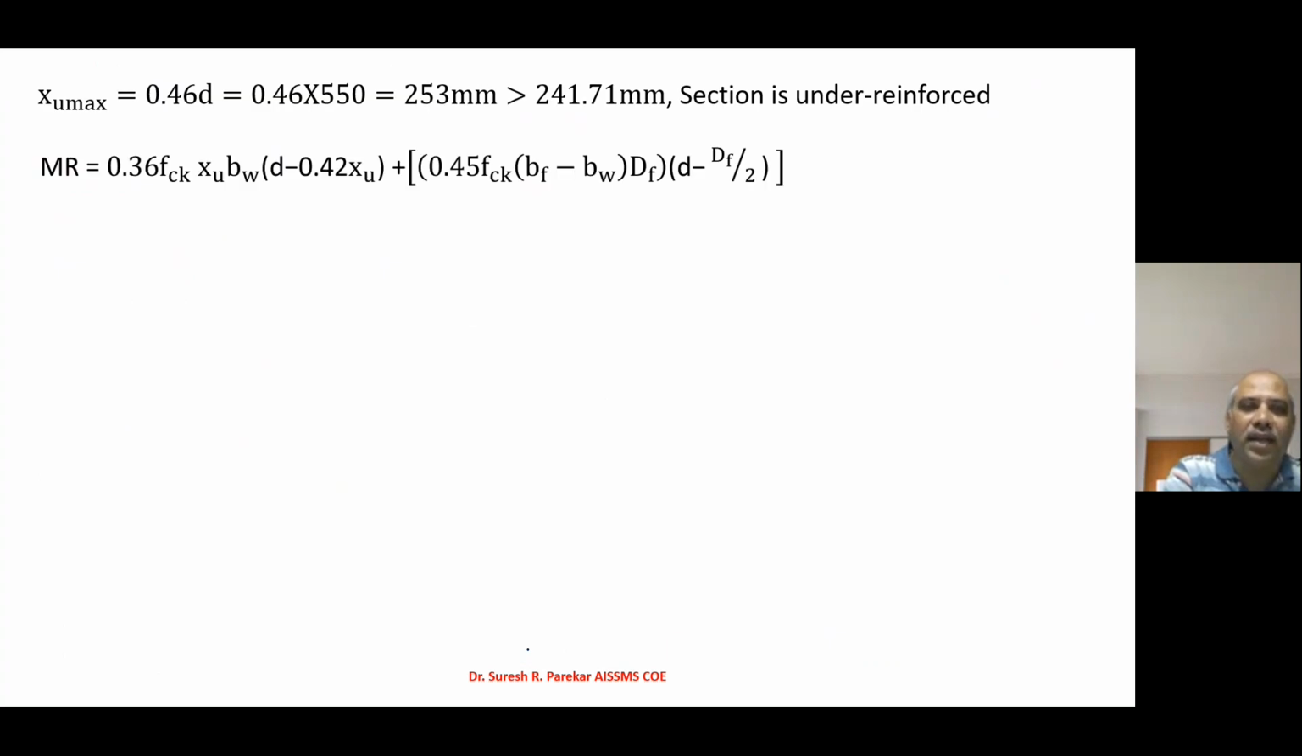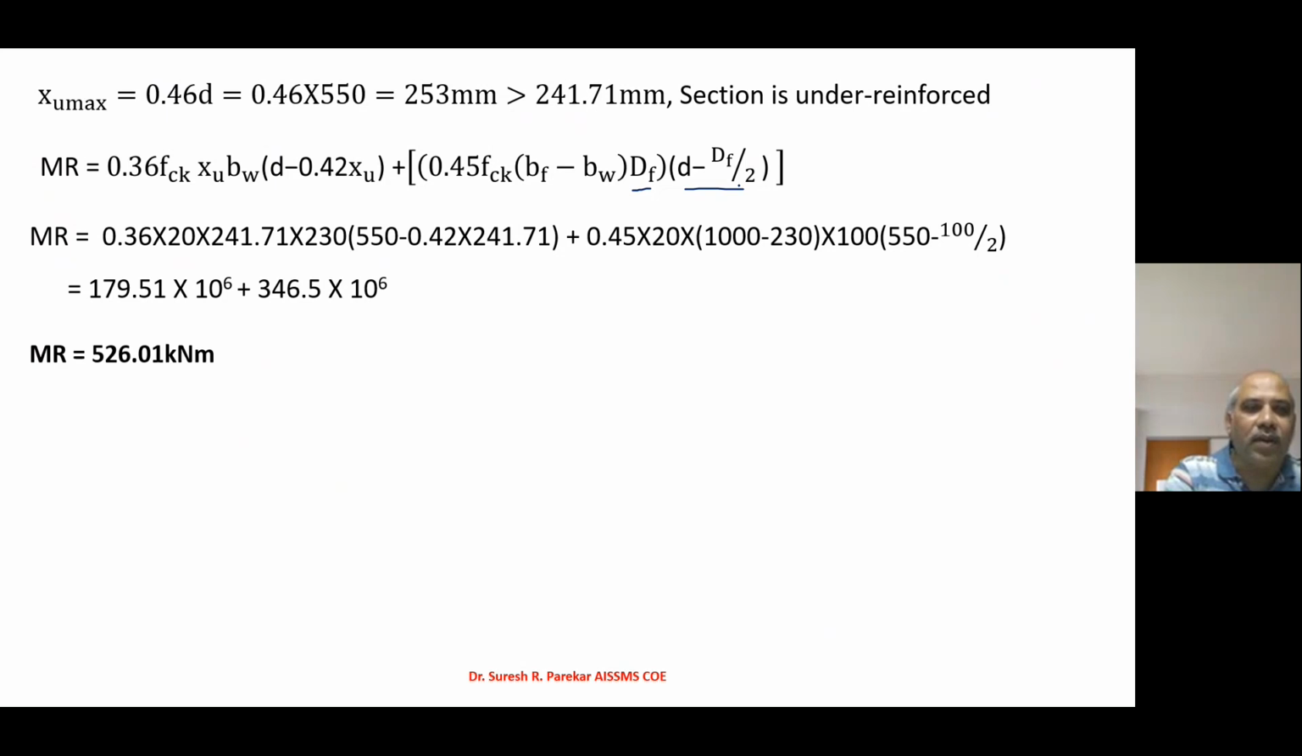And then Xu max, under-reinforced, and Mr. Now we are going to use Df and lever arm D minus Df by 2. We will substitute the values, and from this we get Mr, which is 526.01 kilonewton meter.